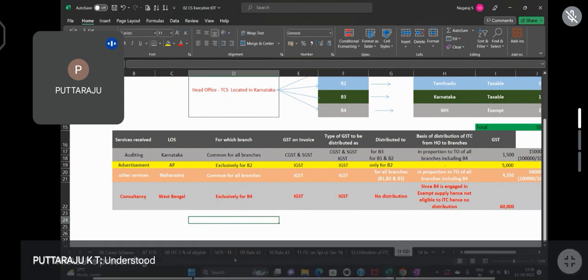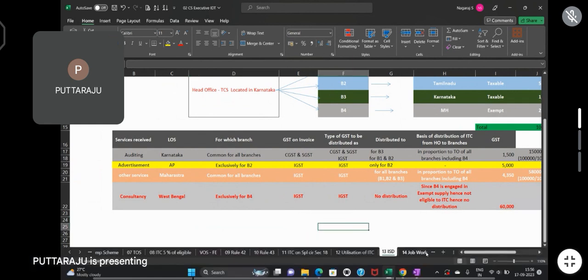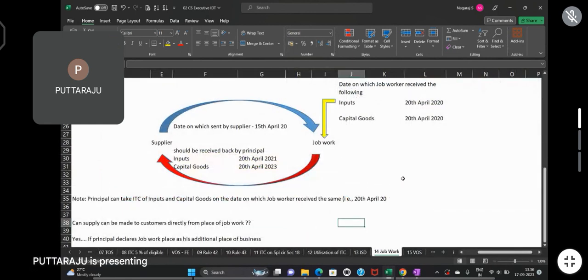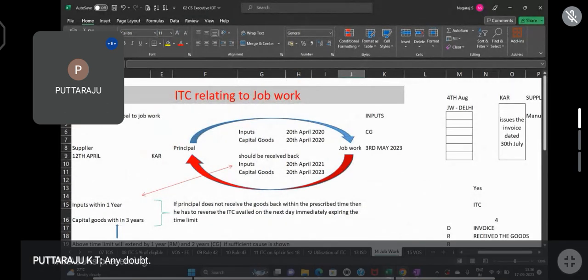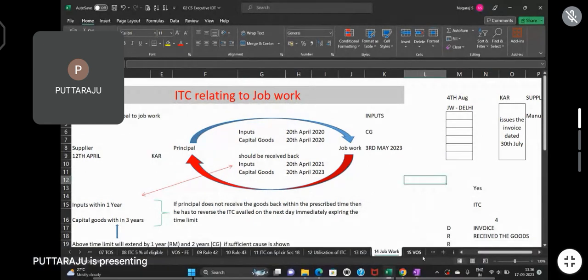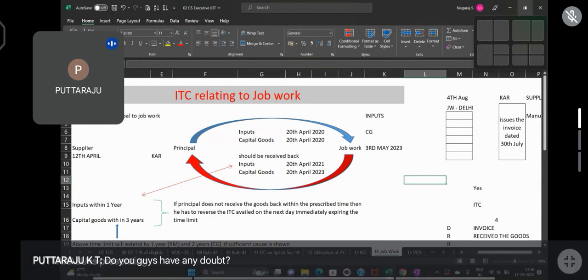Understood, guys? Any doubt? Do you guys have any doubt in ISD?